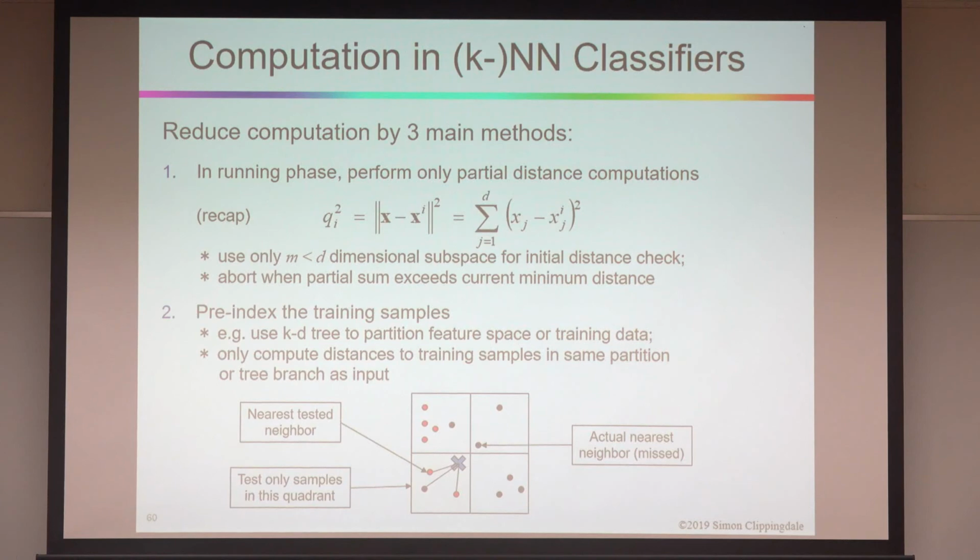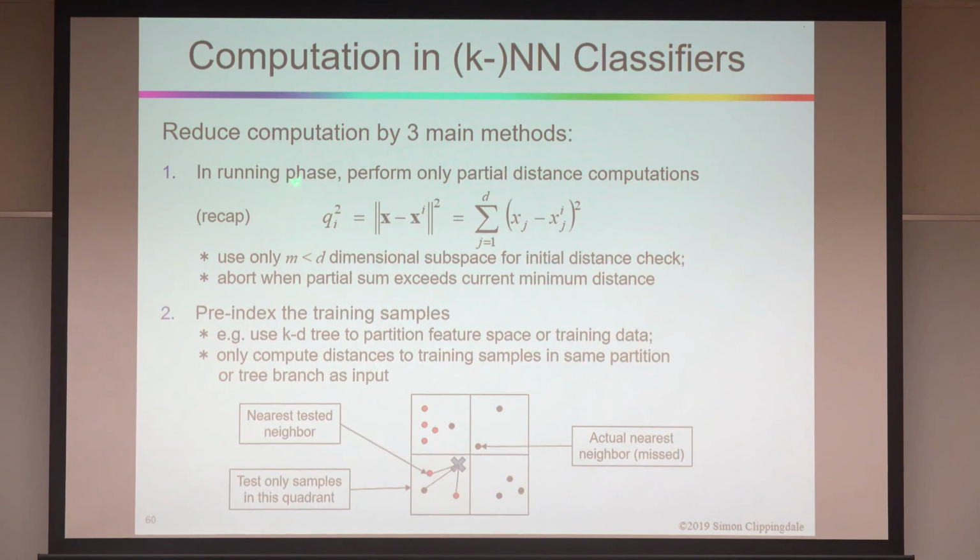There are ways that you can reduce the computation in a k nearest neighbor classifier. There are 3 main ways of reducing it. One is to only do some of the distance computation.